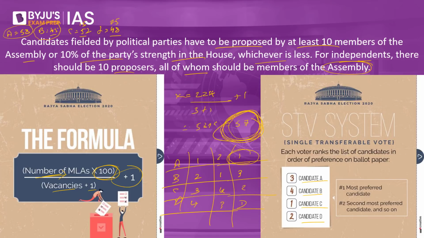So who is the winner? D happens to be the winner. So the second priority vote should be considered, and if there is a person who has garnered 57 and above, such person will be elected. This is how the single transferable vote works.